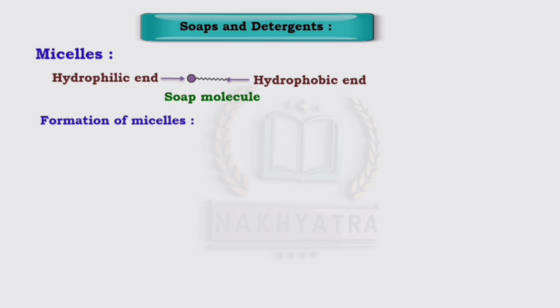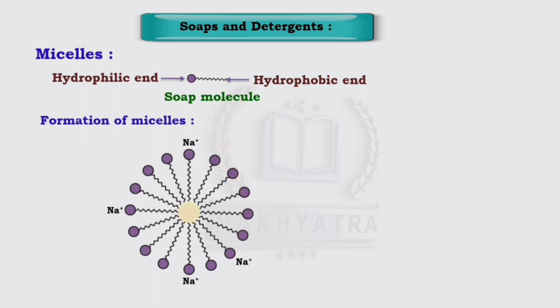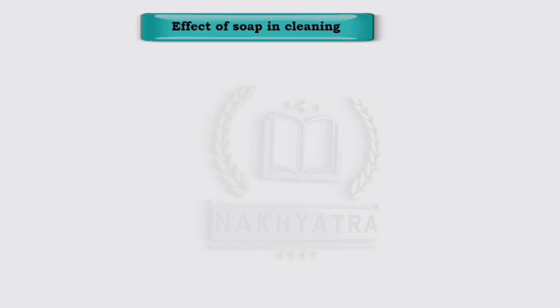Now next is the formation of micelles. Molecules of soap are the sodium salts of a long chain carboxylic acid. In the case of soaps, the carbon chain dissolves in oil and the ionic end dissolves in water. So the soap molecules form structures called micelles. Clear everyone? This is the oil droplet and these are the sodium salts. Next we will see the effect of soap in cleaning.